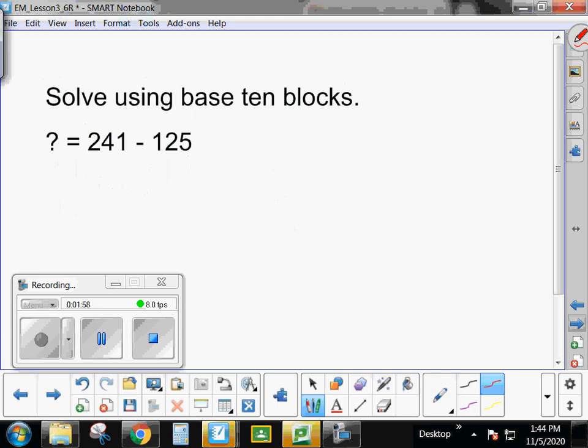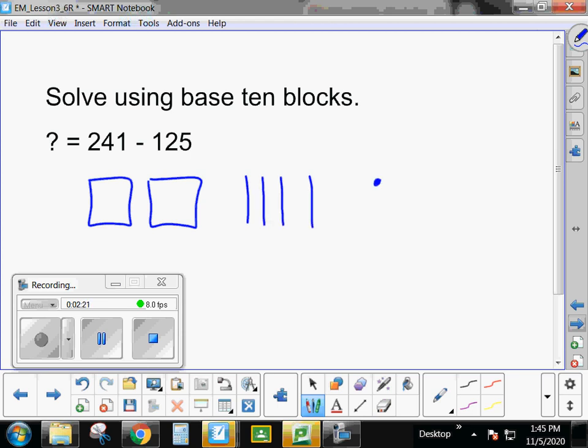All right, let's go ahead and do another base 10 block problem. I want you to go ahead and do 241 minus 125, drawing out your base 10 blocks. Go ahead, pause the video. All right, so I'll draw out 240 and 1. And I'm going to subtract 125. So I'll go ahead and subtract my 100. I'll go ahead and subtract my 20. And now I have to subtract my 5.